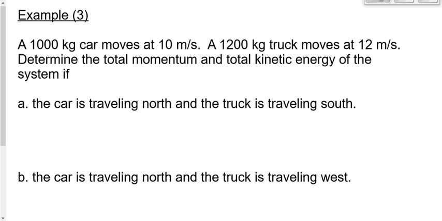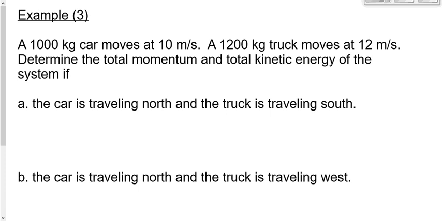Besides the half and the squared, what's different about momentum and kinetic energy? They both have m and v. Momentum doesn't have a half. Momentum doesn't have a squared. What else is different about those two things? Yeah, momentum is a vector, and kinetic energy is a scalar. That's going to become really important in just a moment here. Remember that. Momentum is a vector, kinetic energy is a scalar.